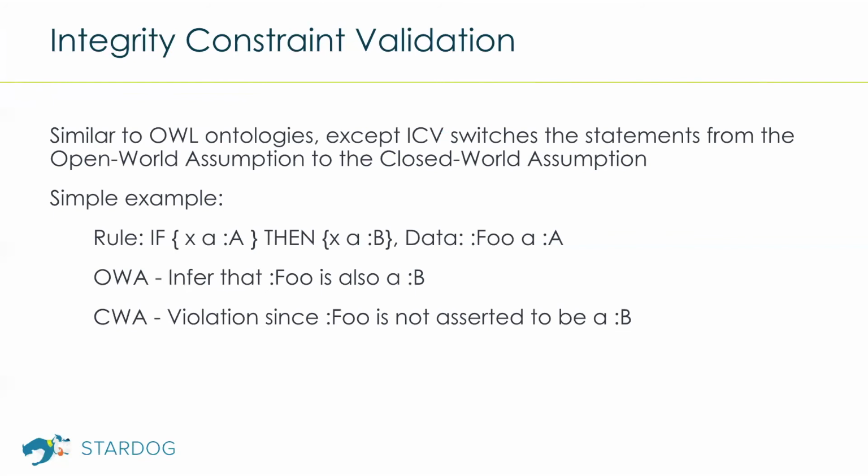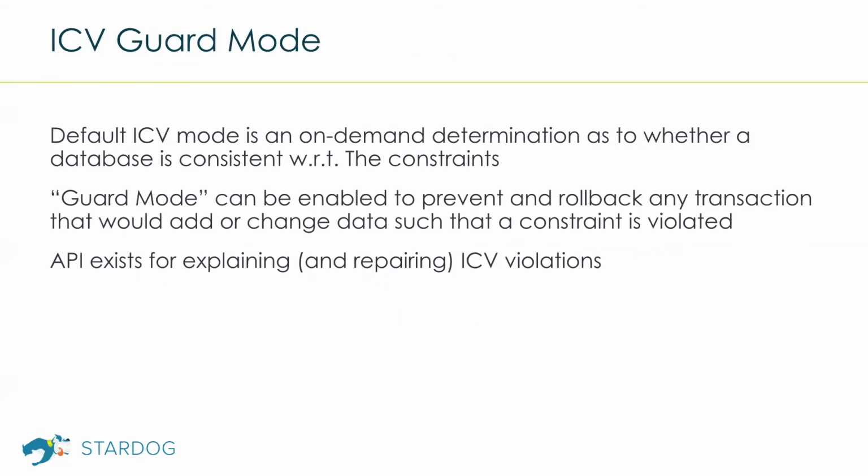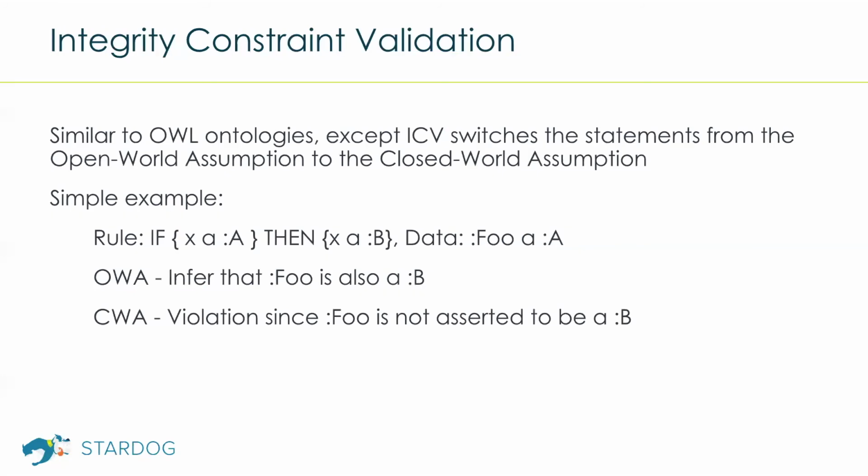So ontologies and reasoning are a way to take data you have and make inferences from it. ICV says you tell it how the data is supposed to be, and it will tell you if it violates something like that. So again, if you then put in that foo is type A without also having it be type B, then it'll report that as a violation when you do an ICV report.